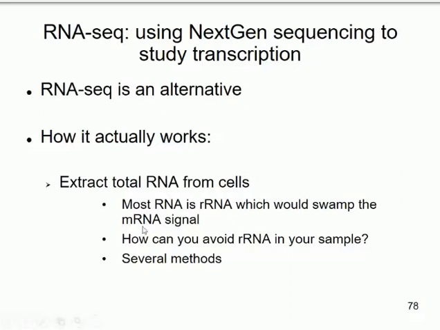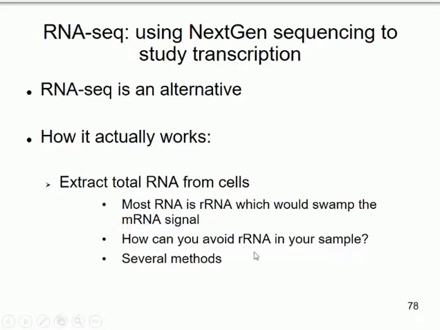Now, one of the problems that you've got if you're interested in gene expression is actually most of the RNA in your cells is not messenger RNA. By far the majority of RNA in your cells is ribosomal RNA. So when you make an RNA prep, if you just were to convert that directly to cDNA and sequence that, you just get lots and lots of ribosomal sequences, which will be pretty boring because you already know what the ribosomal sequences are. So you've got to somehow get rid of or avoid having ribosomal RNA in your sample.